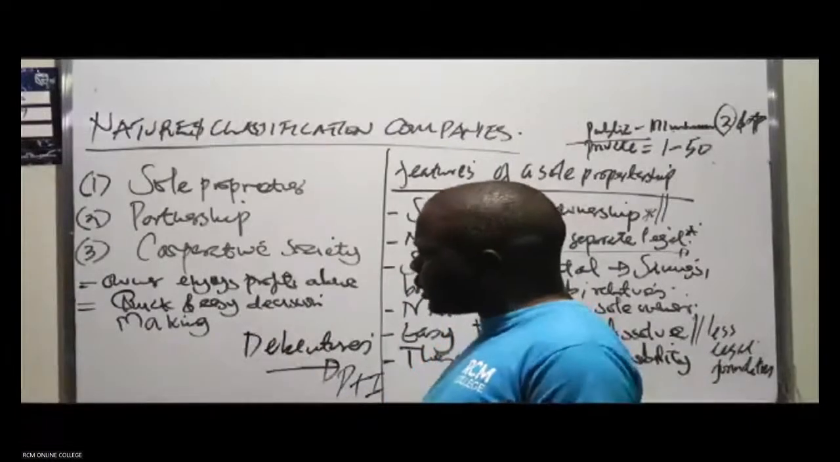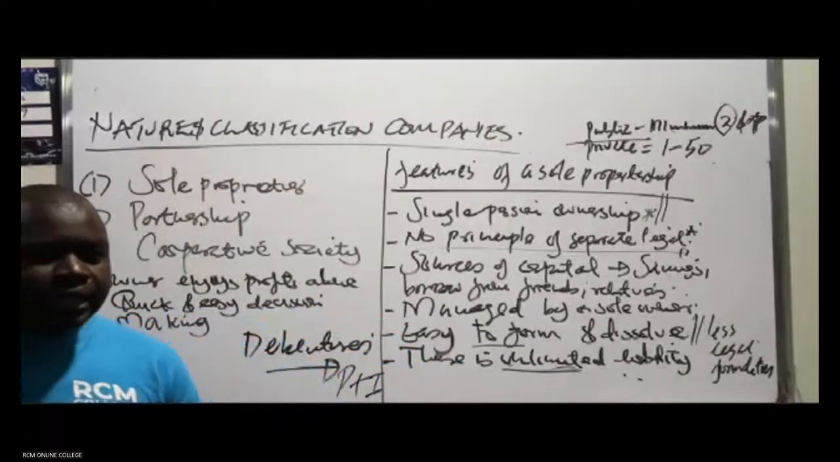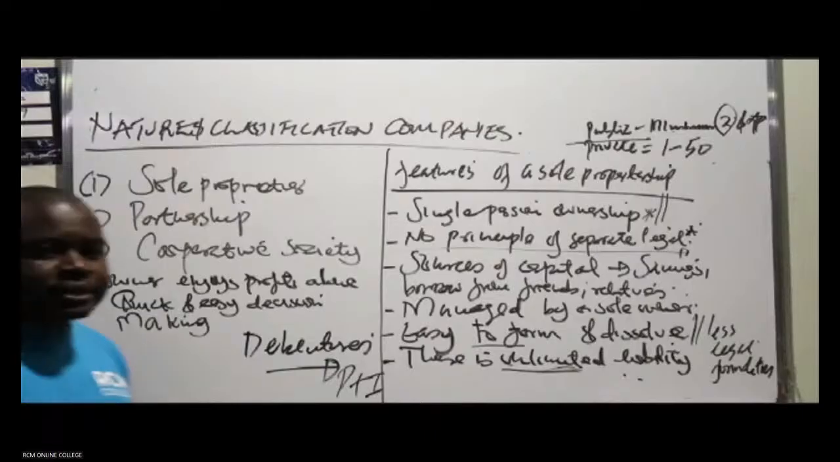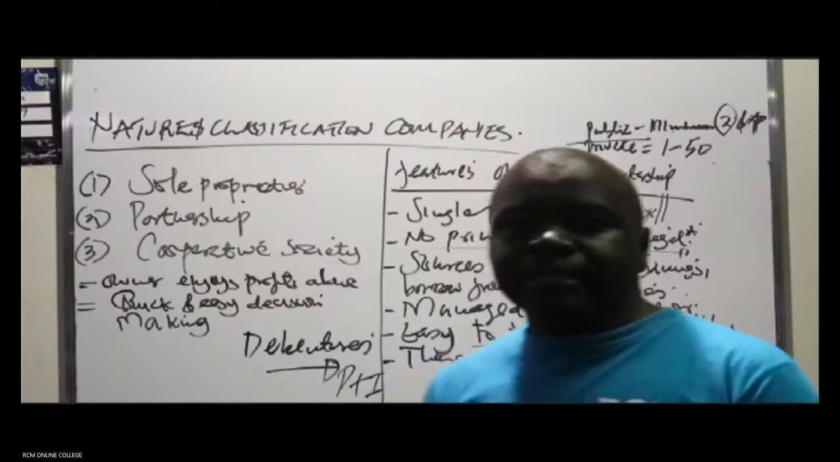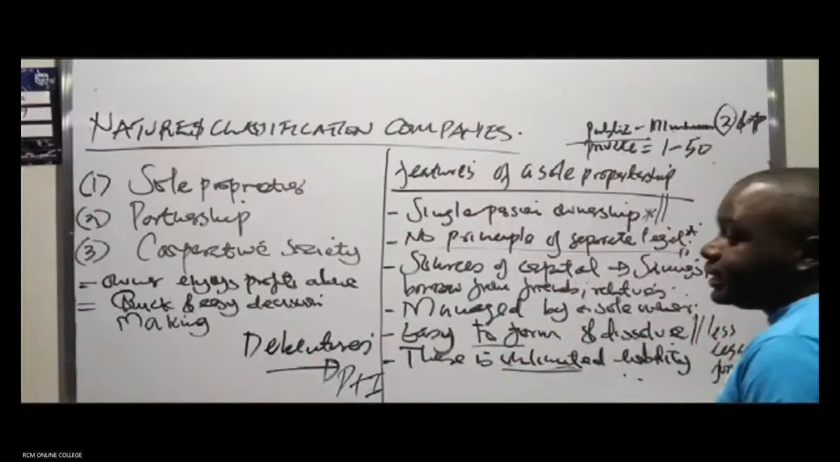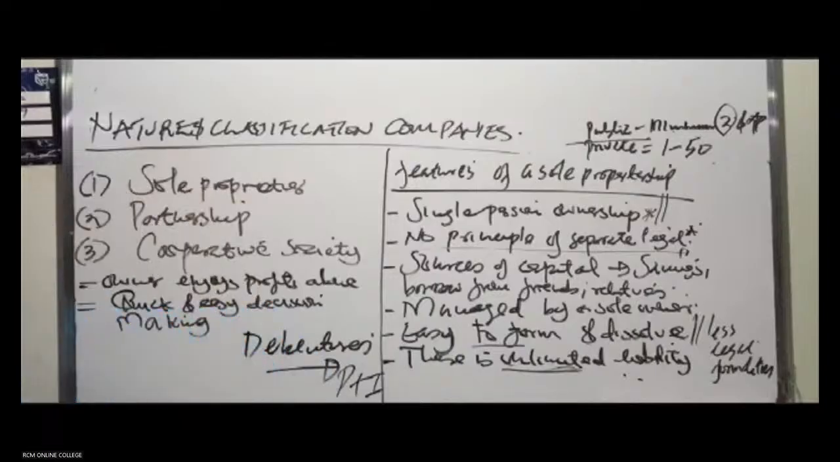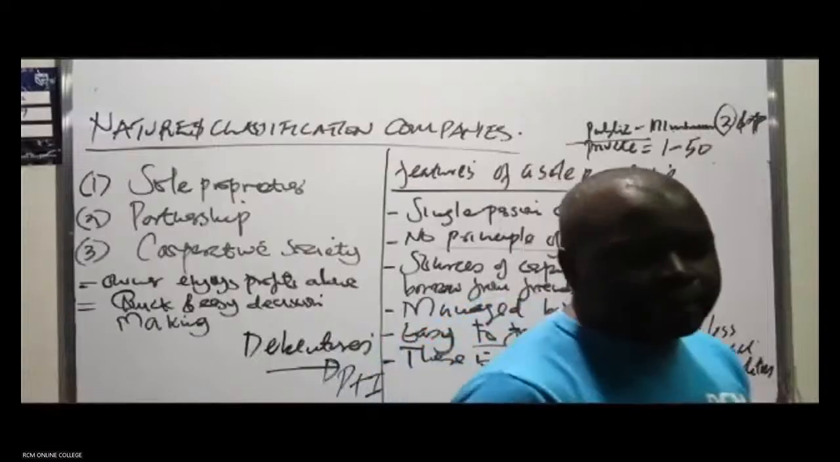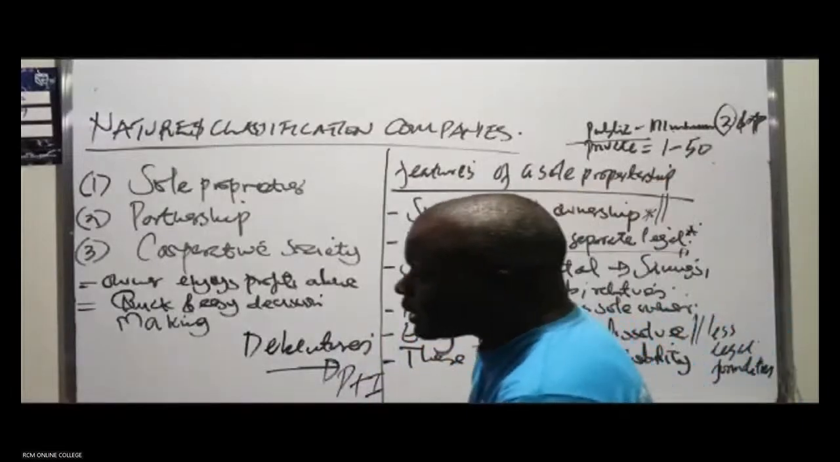Just connected to this one, it is very easy to keep secrets in a sole proprietorship. Just imagine you are the sole owner running a mitumba business. People think that mitumba business of yours is thriving, that you are making a lot of money. But ideally, things are not working so well. In fact, you are struggling, but no one knows because you are the one running the business as the sole owner.